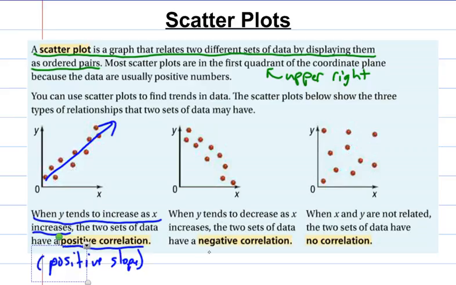A negative correlation would be the opposite. It's when y decreases as x increases. So as you go up in the x's, the y's are actually going down from left to right. That would be a negative slope. Looks like a negative slope.